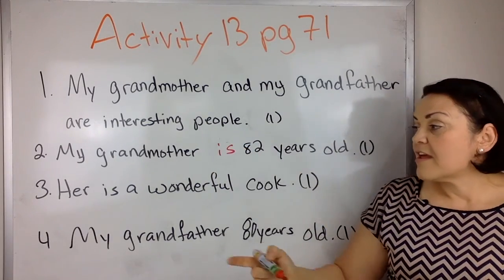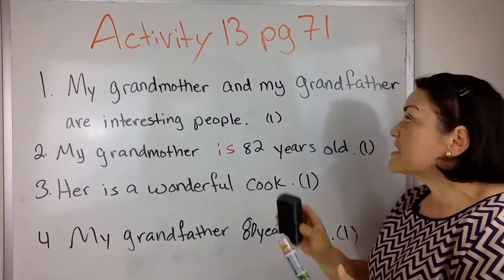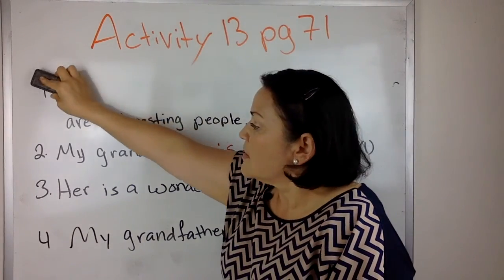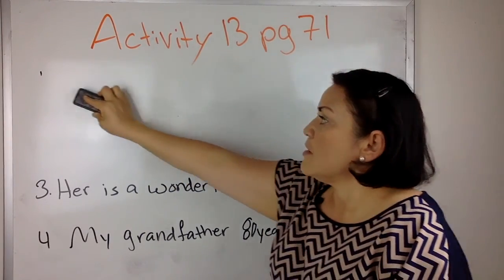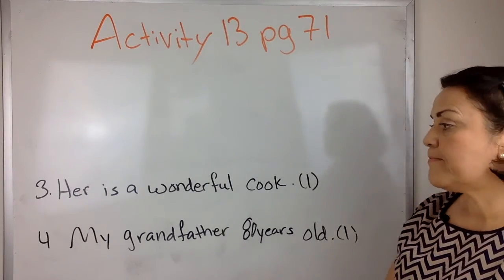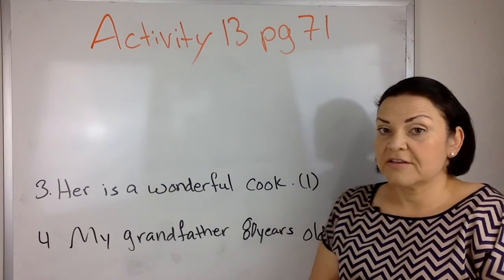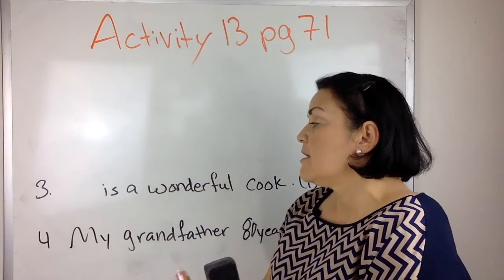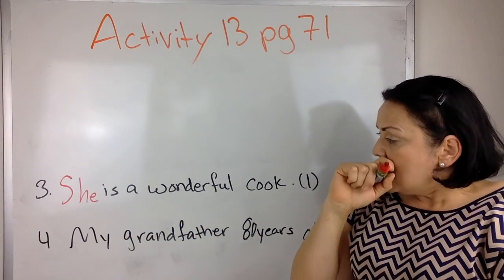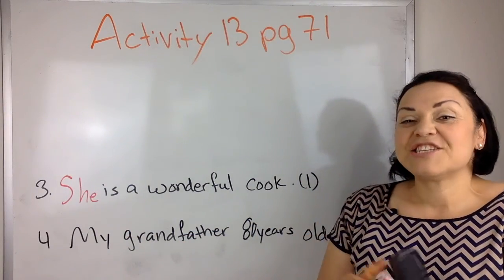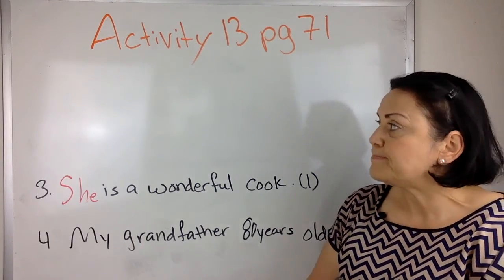There we go. Her is a wonderful cook. I'm going to explain this one. Let me erase. So right here, the pronoun her is wrong. It should be she is a wonderful cook. Sorry. So let me explain why it's she and her and how does that work.